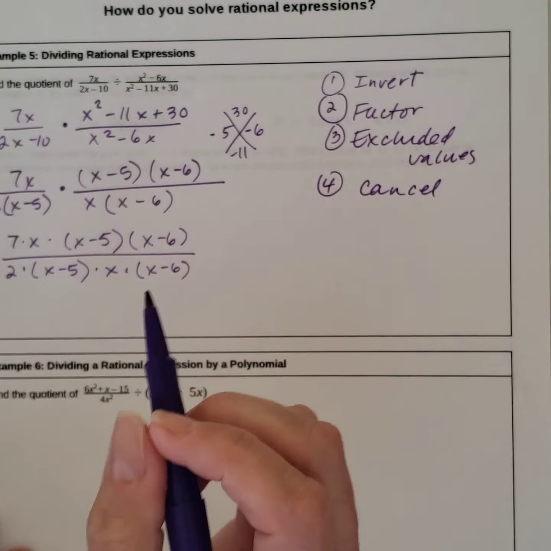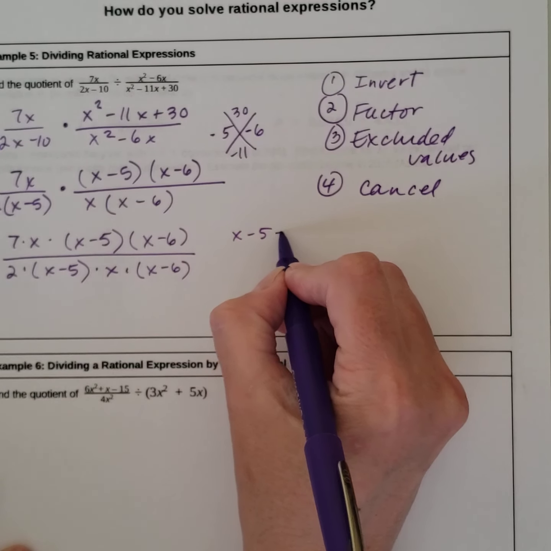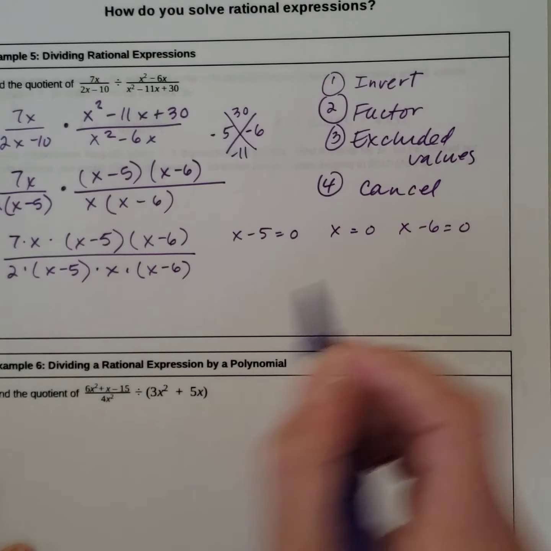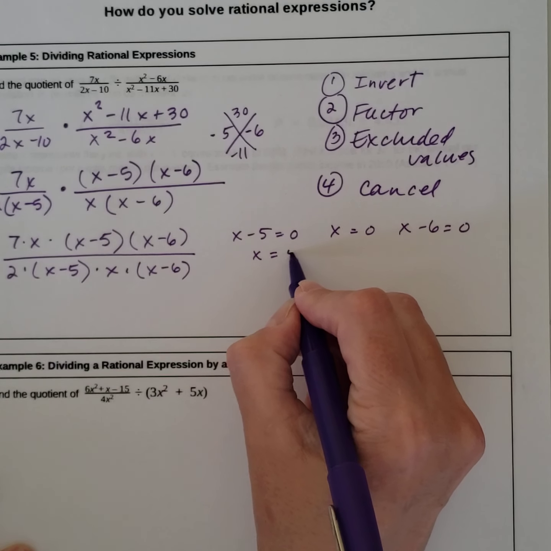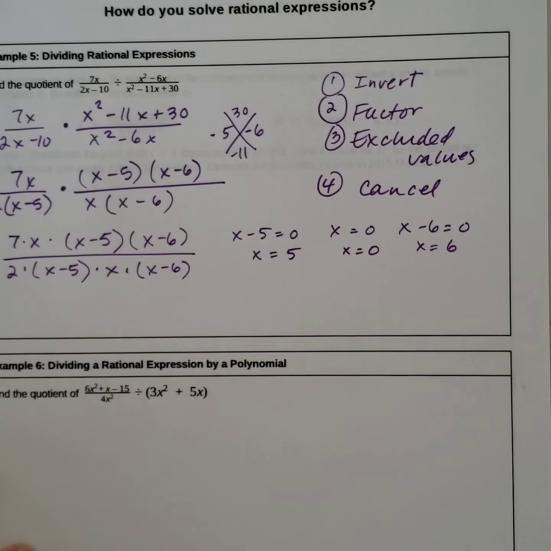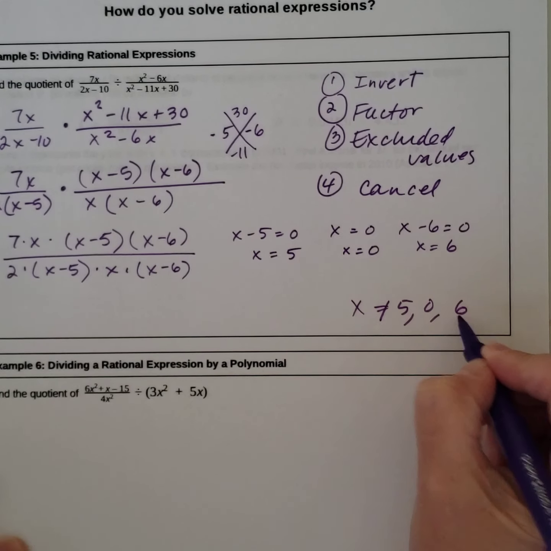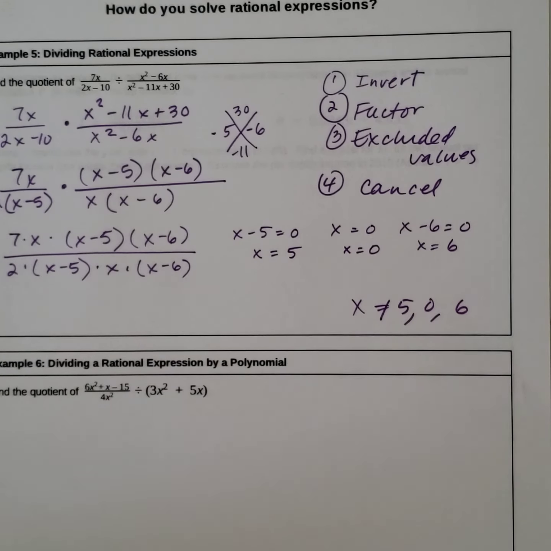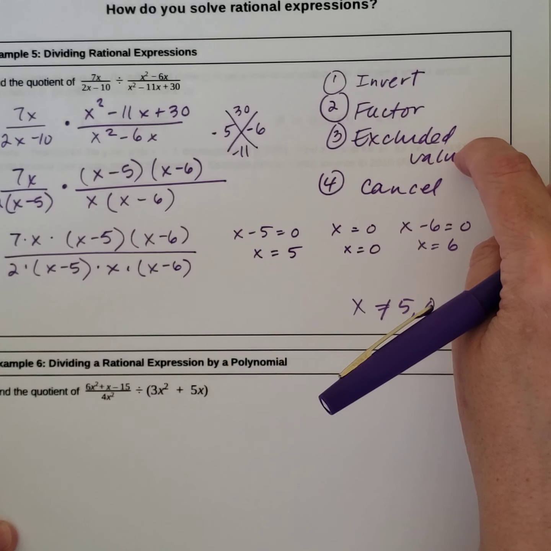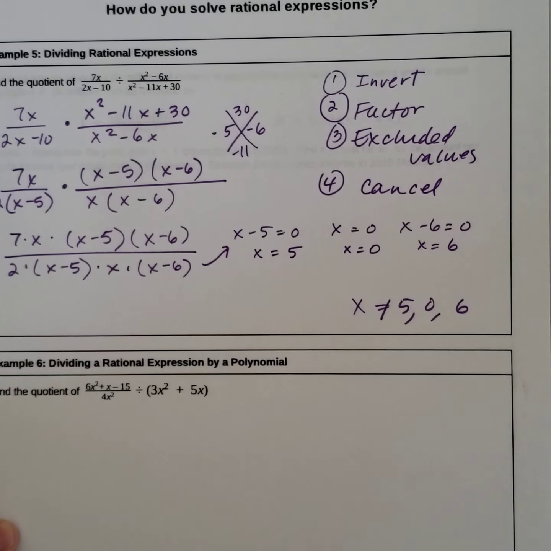So exclusions. We need to set x minus 5 equal to 0, x equal to 0, and x minus 6 equal to 0. So this gives us x equals 5, x equals 0, and x equals 6. So that means for this problem, x cannot be equal to 5, 0, and 6. So now we've inverted, we have factored, we have looked at excluded values. And remember, these all come from what's in the denominator, because we cannot divide by 0.